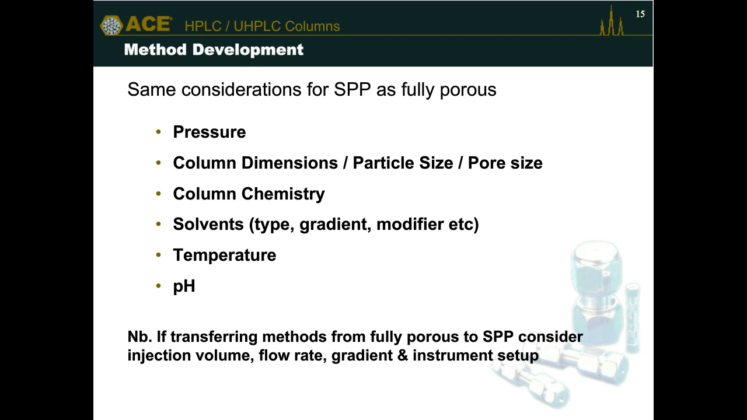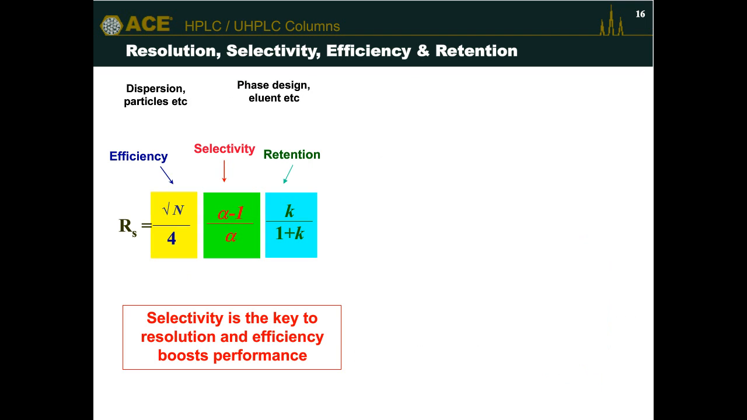So when we talk about method development, we know and love this resolution equation. It is our greatest friend when we're developing methods. It's our greatest enemy if we don't control it during our QC. It's made up of these three components: efficiency, selectivity, and retention. And they each have their own contributing factor.